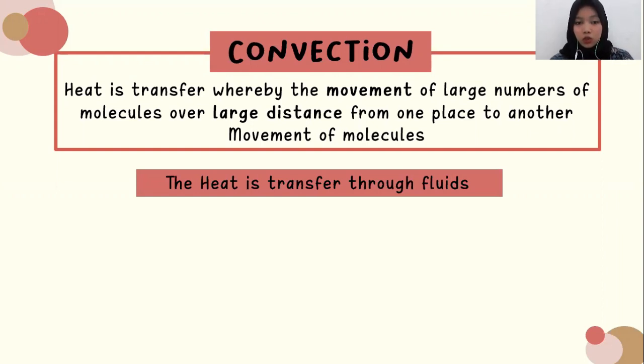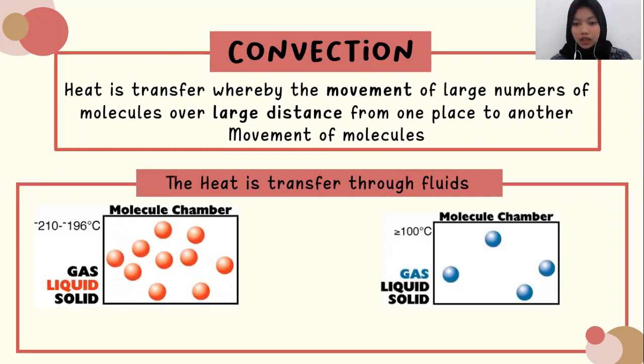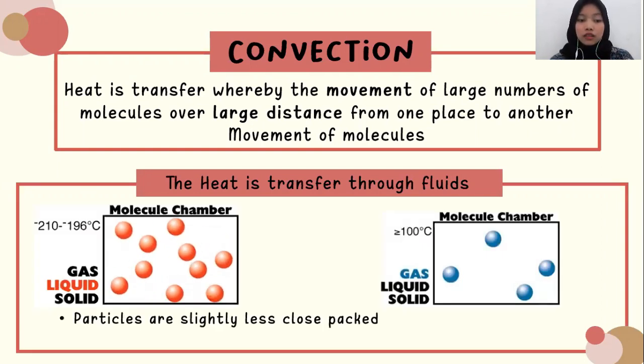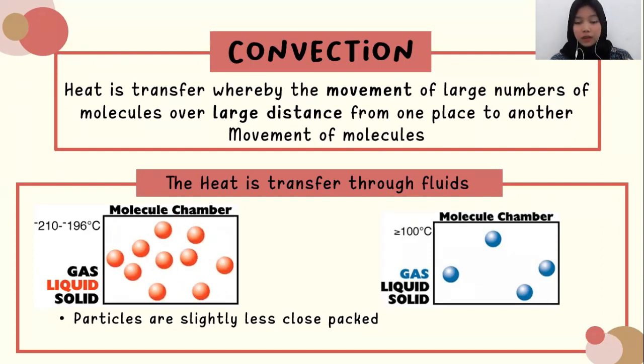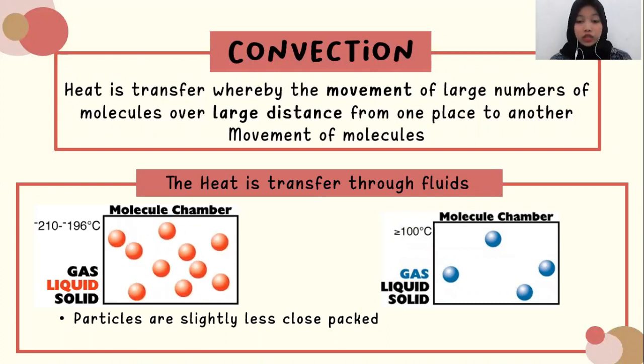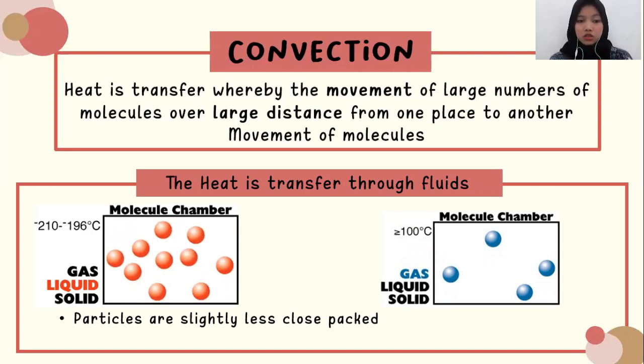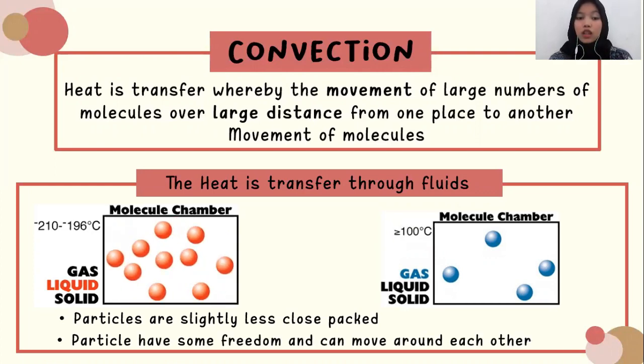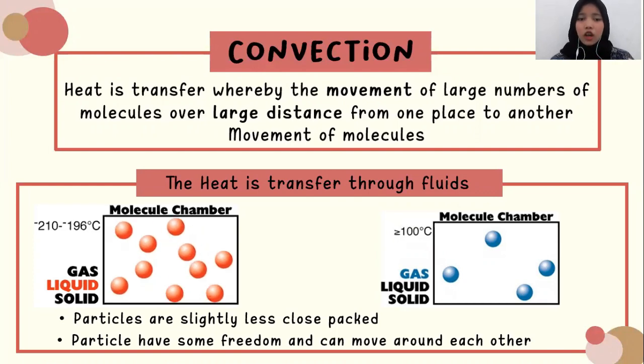In fluid, we have liquid and gas. So the particles in liquid and gas are less closely packed. It's different from conduction in the solid. In liquid and gas, the particles have large distances, so they can move freely. They have some freedom and can move around each other. So I also have another video about the convection.